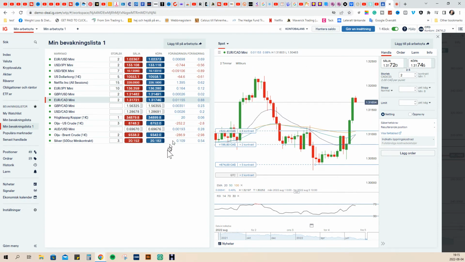And now I will take off the money from the table. I cash in now. I made 1,400 Canadian dollar for a couple of hours.